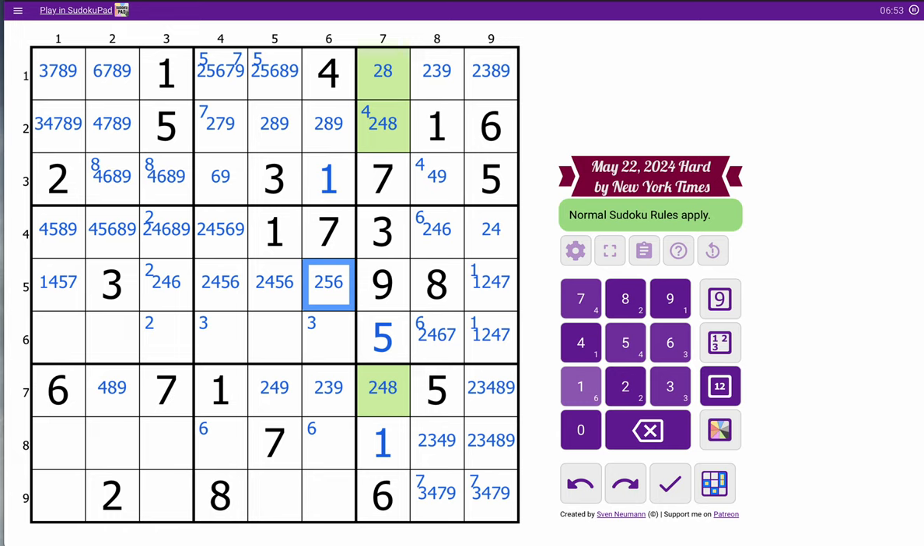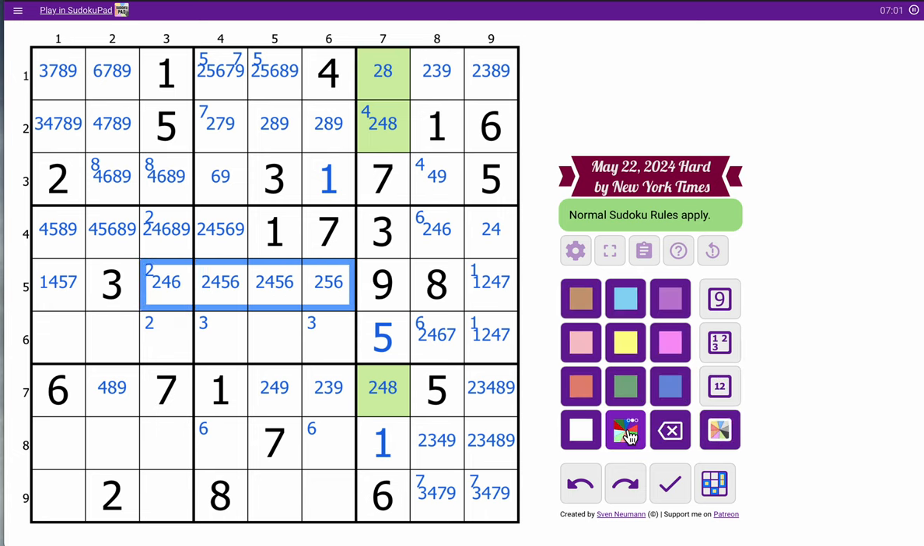Okay, I keep not seeing 1 and 7. Oh, actually, that's helpful because this is a 2, 4, 5, 6 quad. Here, if you look at row 5, 1 and 7 can only appear in those two cells. So, that's not 2 or 4, that's not 4 or 5. And that needs a different color because I can't see it.